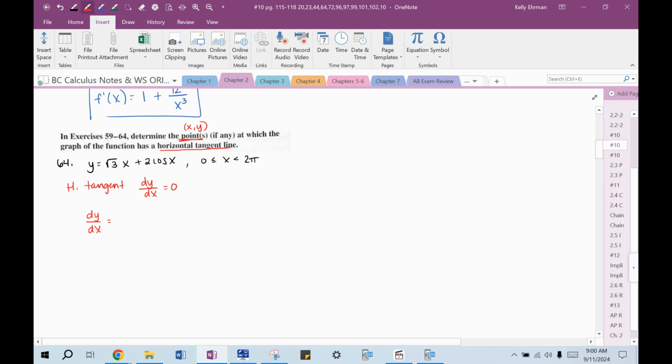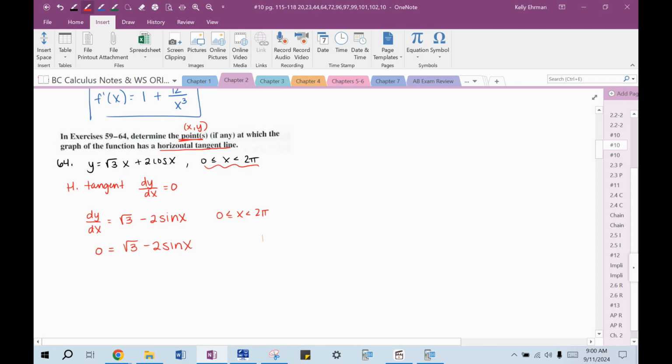So the derivative of radical 3 times x is radical 3. The derivative of cosine is negative sine, so this is going to be minus 2 sine x. And they're just keeping us on the interval 0 to 2 pi. So you only have to think about one trip around the unit circle. We're not doing infinitely many answers. All right, so I want to set dy dx equal to 0, so I'm just going to sub in a 0 there.